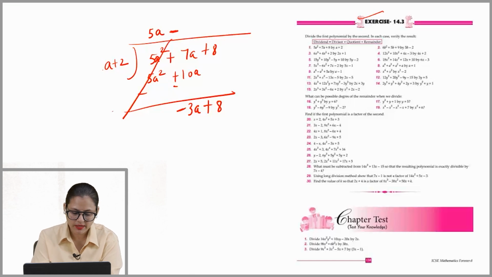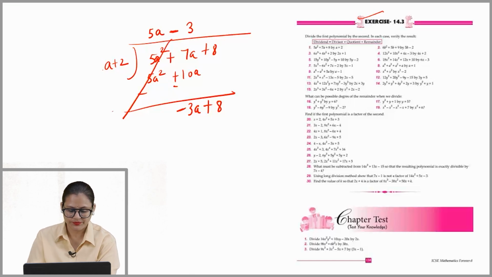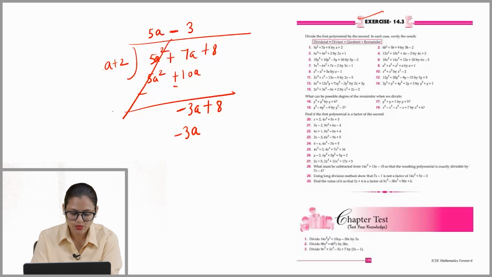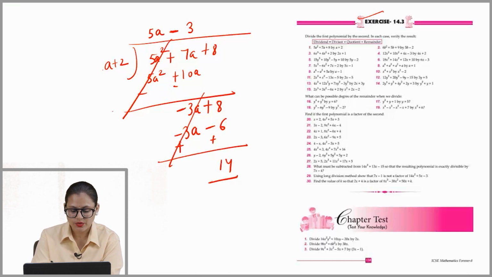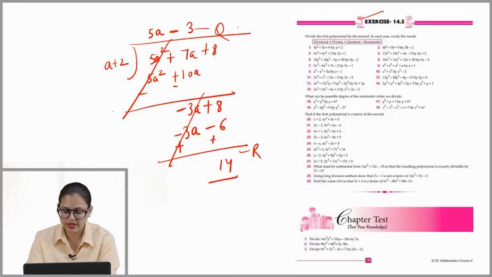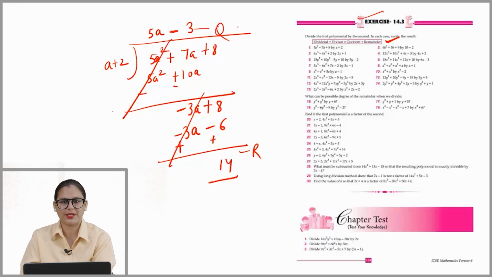We will multiply by minus 3. So a into minus 3 is minus 3a. 2 into minus 3 is minus 6. Now change the sign. Now it has become positive. 8 plus 6 is 14. So this is your quotient and this is the remainder. Now you can verify it by using this formula, right?